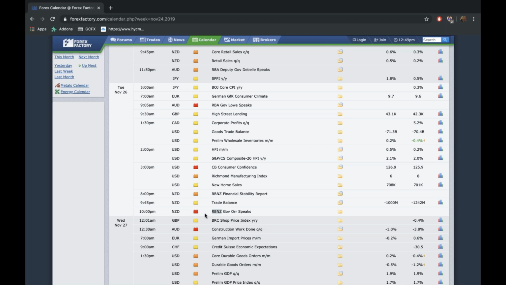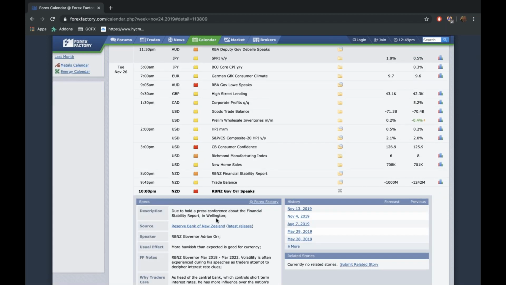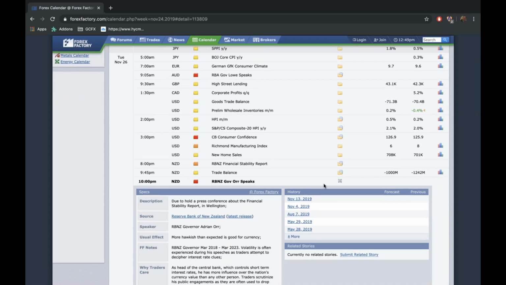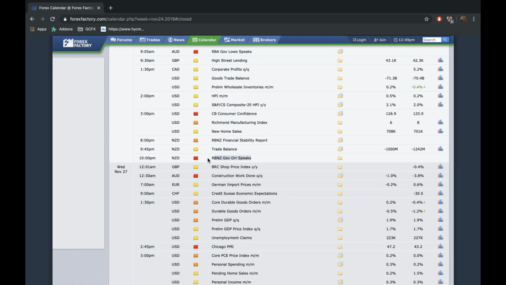So in that context, what Governor Orr says will be important. So if he comes out and says something dovish like, yeah, we really think further rate cuts are coming, we're going to see the New Zealand dollar tumble on those comments. So what Governor Orr says is very, very important. His conference is about the financial stability report in Wellington, so it could end up not being a significant event at all. But with him speaking, very, very important.